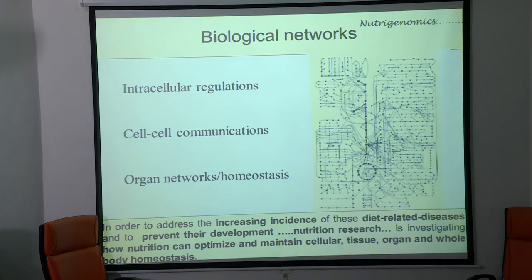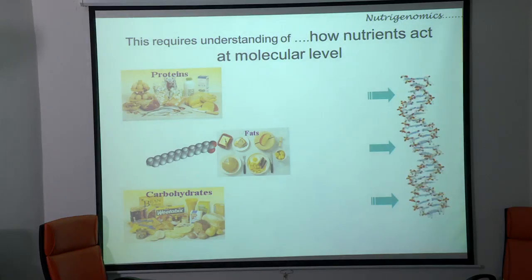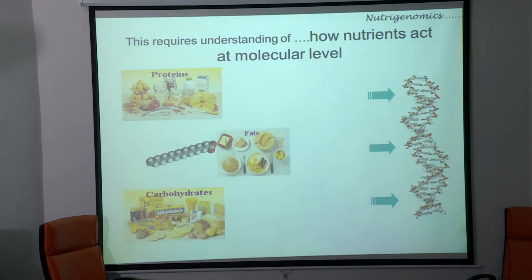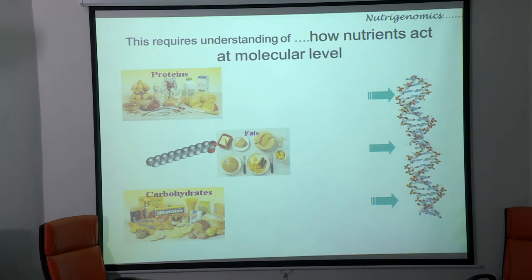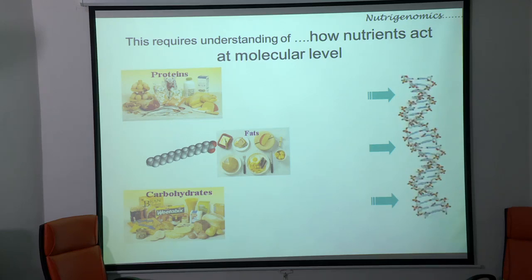Now, in order to address this increasing incidence of diet-related diseases which we are seeing with the changing times, nutritional research is now investigating nutrition to optimize and maintain cell homeostasis at the cellular, tissue, and organ levels. So, we have to consider biological networks in totality, whether at cell level, tissue level or organ level. We have to understand how exactly these nutrients act at the molecular level. Now, it's not just your taste or hunger which you have to satisfy, you have to see what impact your nutrition is having on the genes.